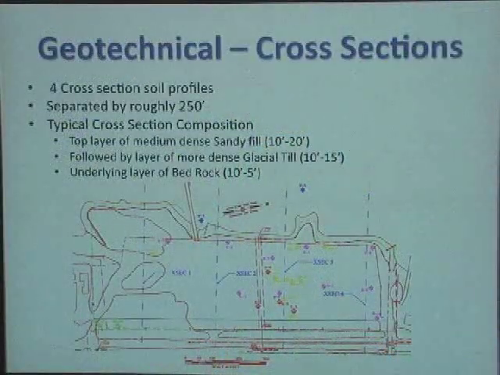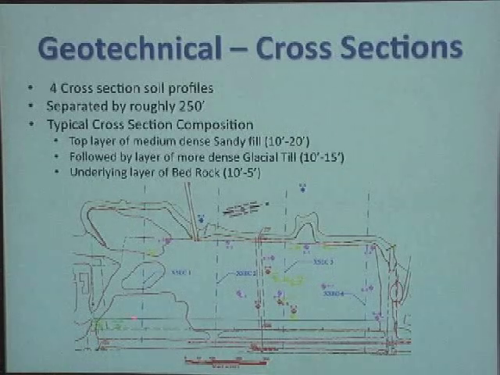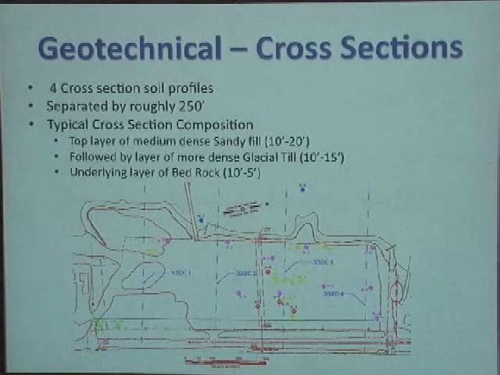So, with the provided boring logs, we were able to obtain 4 cross-sectional areas. These are the blue dashed lines seen on the screen. Our most important cross-section area was our first cross-section. This sits under a proposed restaurant and also where our shops would be located.